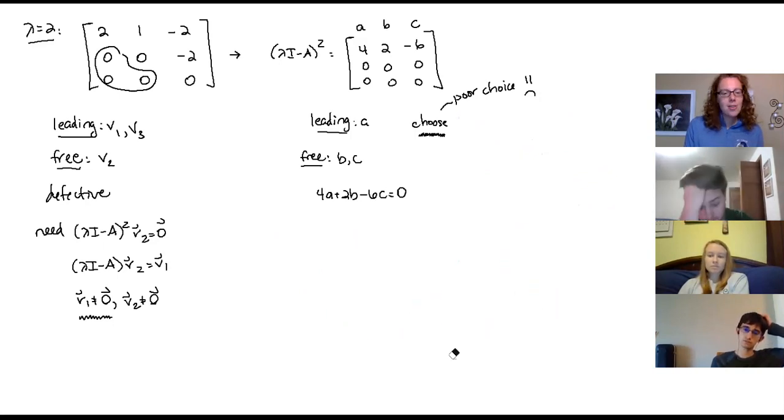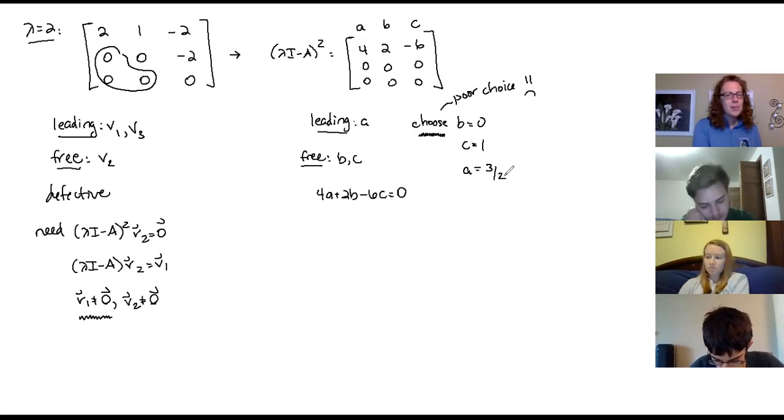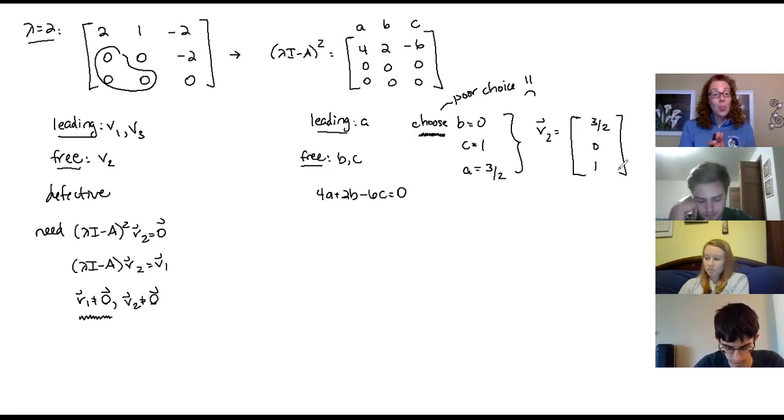So let's try a different choose. Let's try if I choose B equals 0 and C equals 1, maybe. Let's try that. Then I still have the same equation here. So A is going to be equal to 3 halves. If I do these, A equals 3 halves for my chooses. And therefore, my vector V2 is 3 halves, 0, 1. Hopefully, I made a better choice. Let's see if we made a better choice.